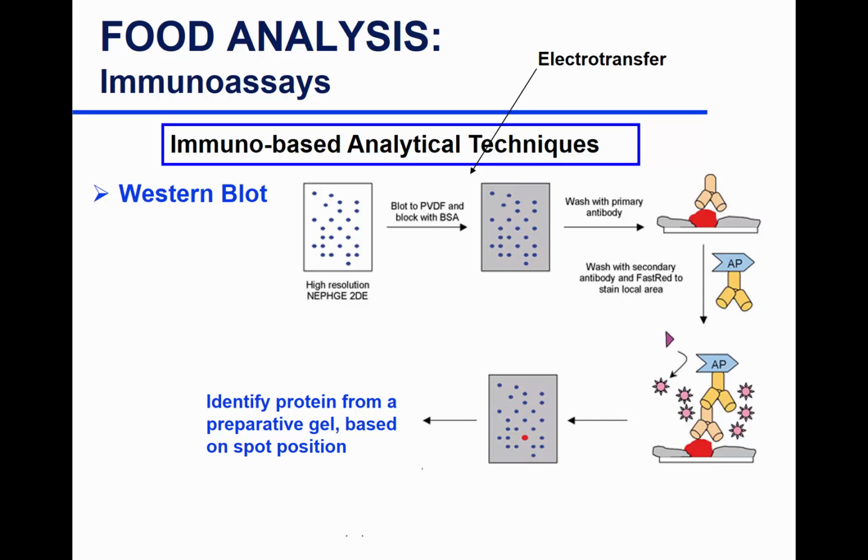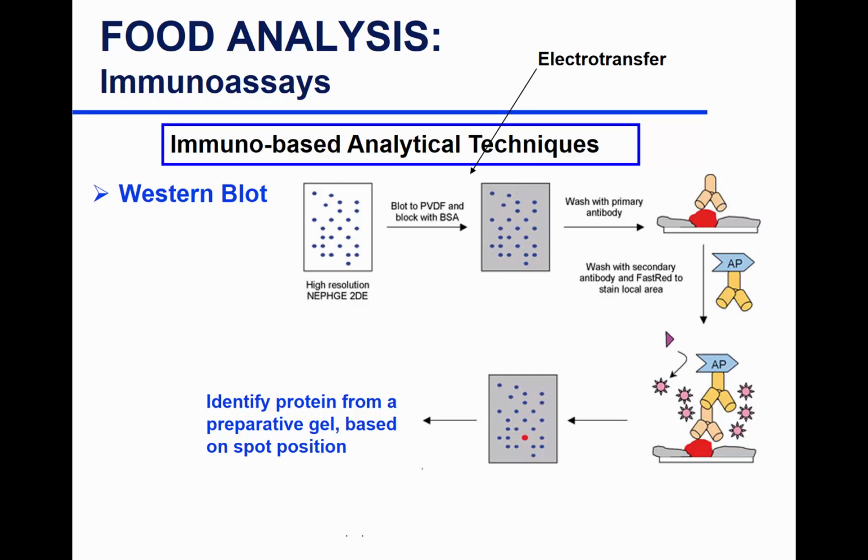You transfer them usually, I forgot to bring the Western blot equipment. I usually bring it with me, but anyway, you transfer them using electrophoresis kind of voltage into the membrane. So they go from your gel to the membrane, and from there you block with BSA, bovine serum albumin. Same with ELISA, you have to block to ensure you don't get non-specific binding. So you block all the areas that don't have protein on them with the bovine serum albumin.